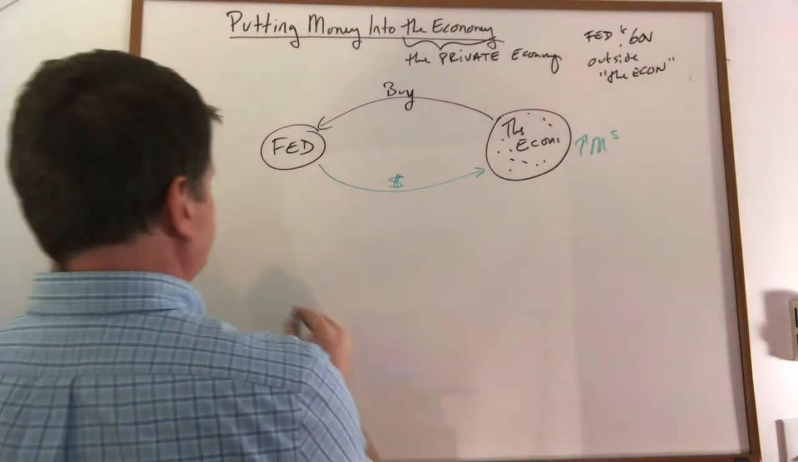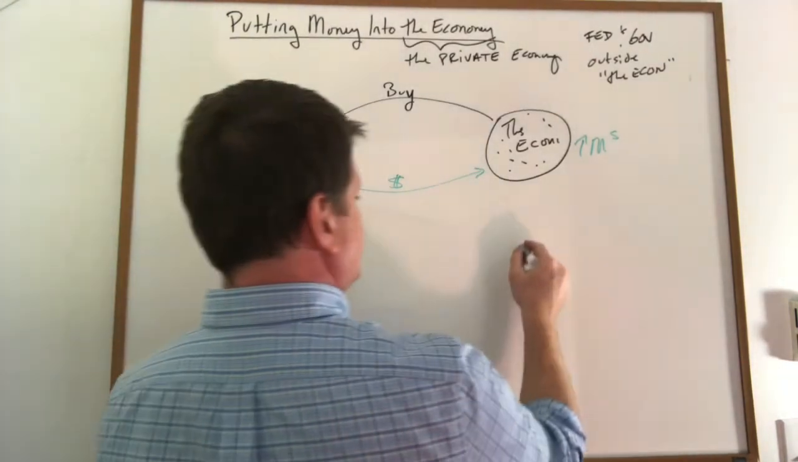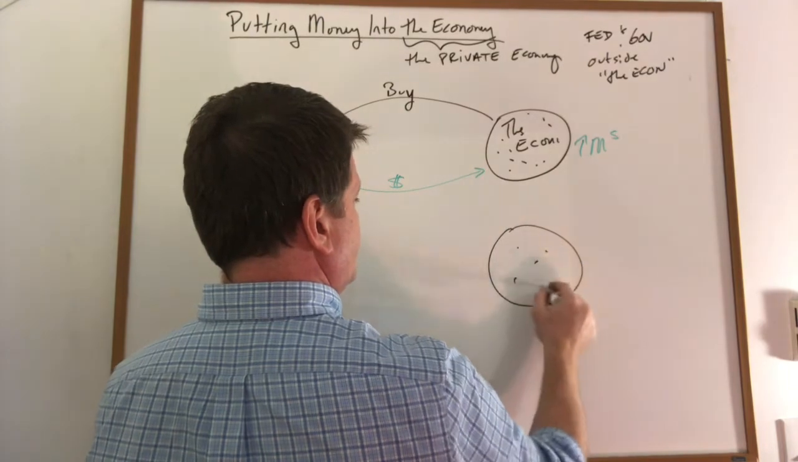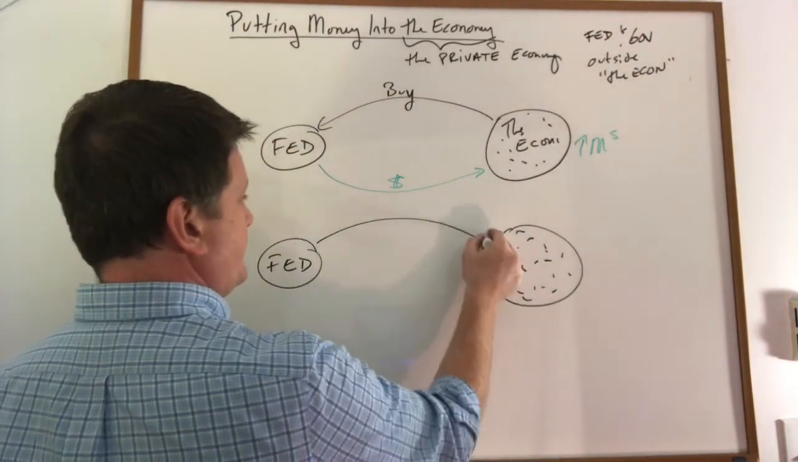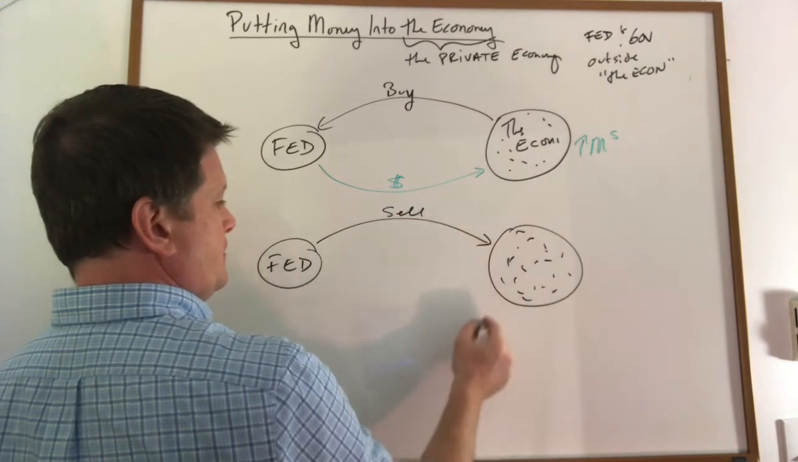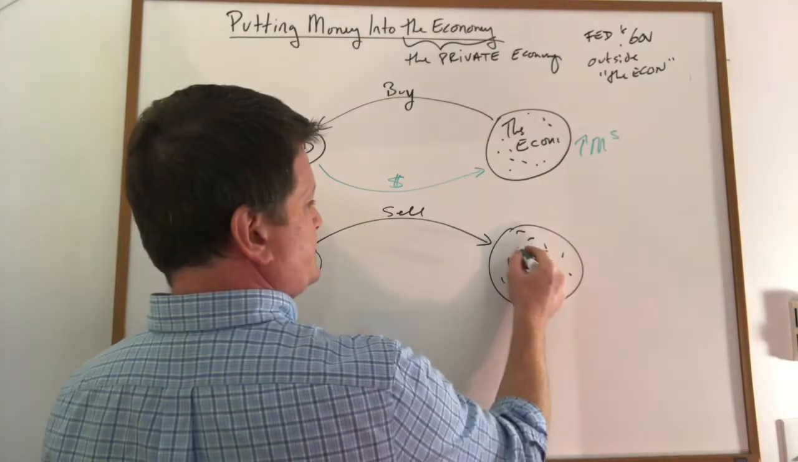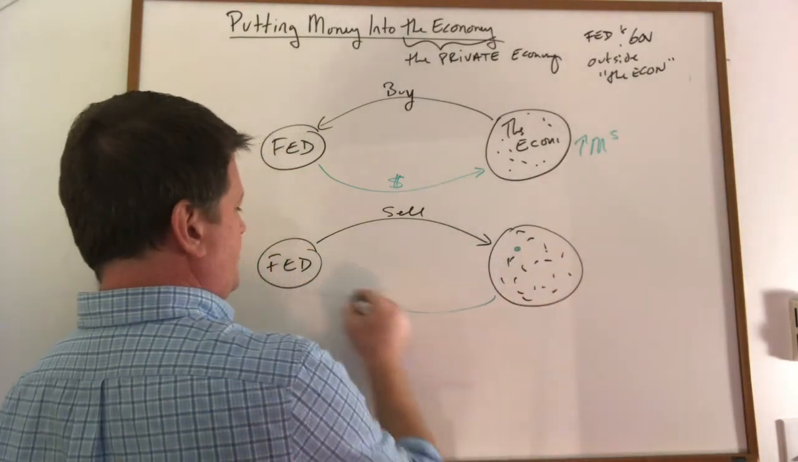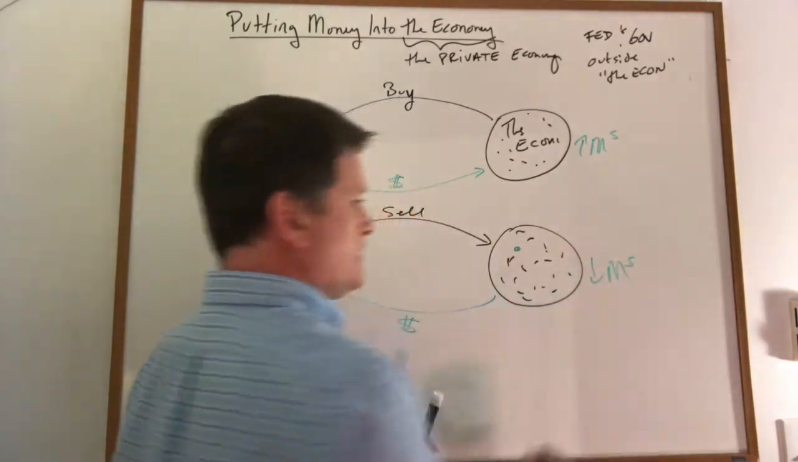Likewise, if the Fed wants to decrease the money supply, they can sell something to the economy. Here's the economy. They can sell a car. And when they do it, some person in this economy will have an extra car and will have less money in the economy.